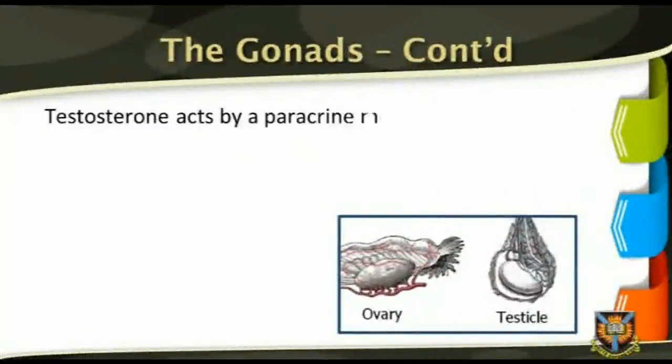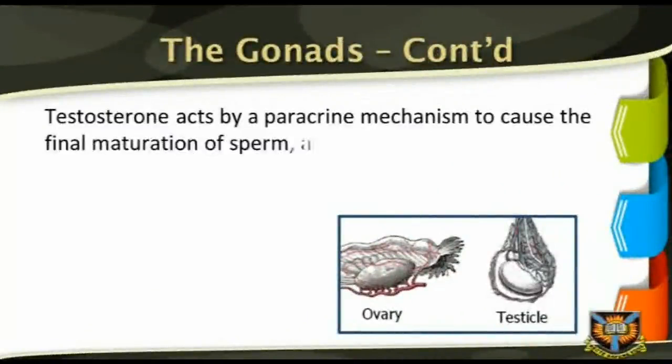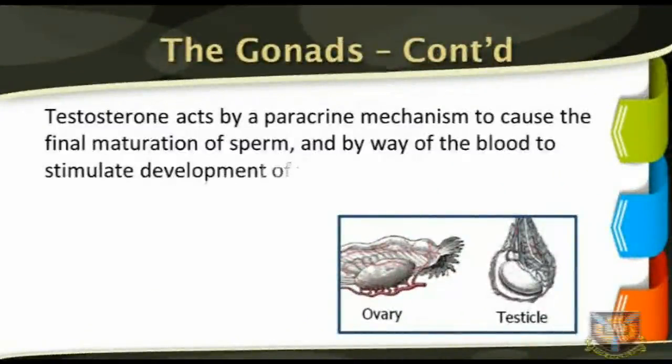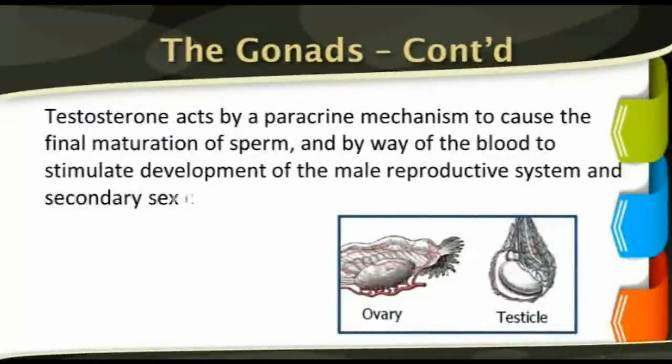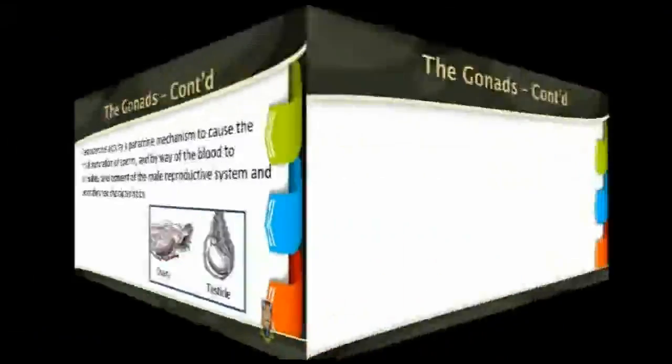Testosterone acts by a paracrine mechanism to cause the final maturation of sperm and by way of the blood to stimulate development of the male reproductive system and secondary sex characteristics.